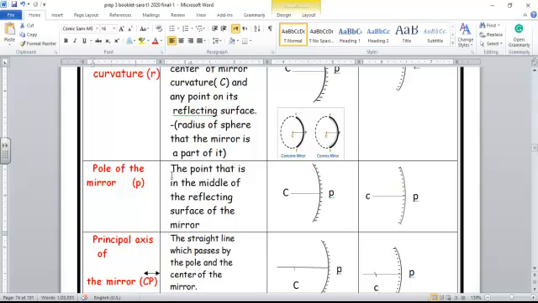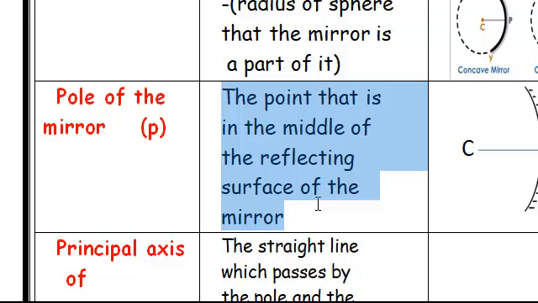The next one, we call it pole, which is P. P here is the point in the middle of the reflecting surface of a mirror. For example, if this mirror is, say, 10 centimeters, the middle is at 5. So you put a point in the middle, at 5 centimeters, and this point we call the pole.